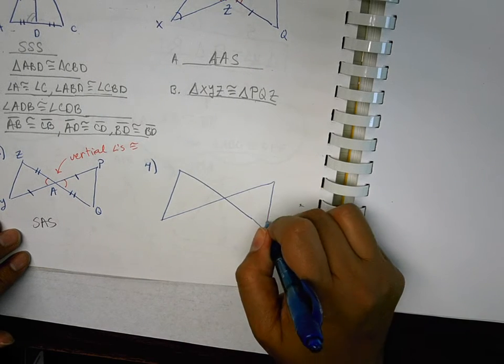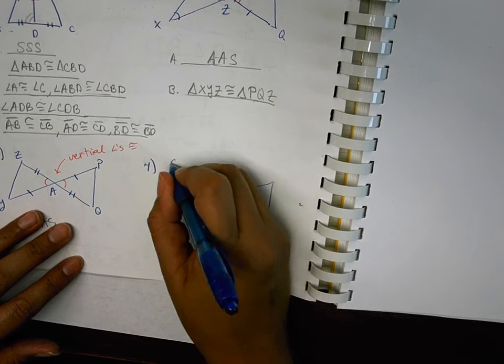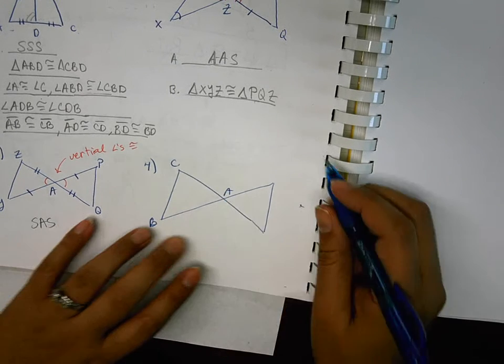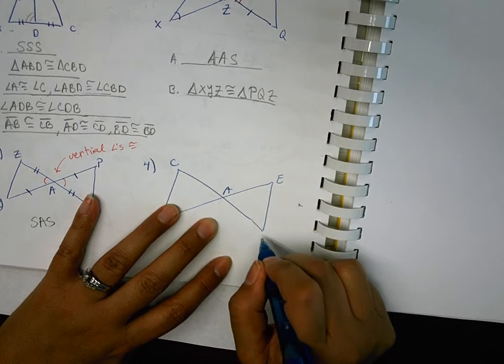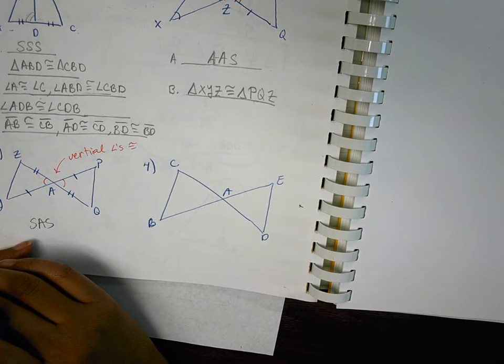Okay, I'm going to keep getting these bow ties. P, C, A, E, D.